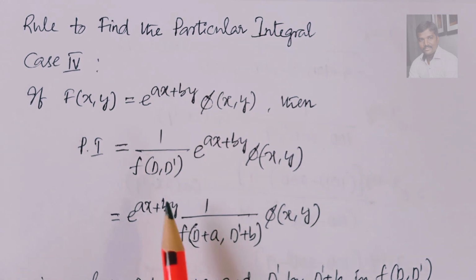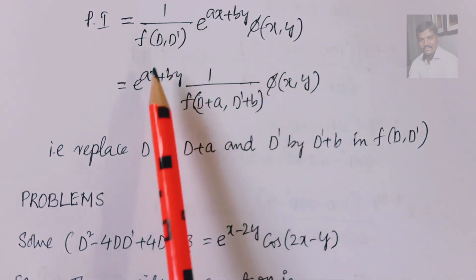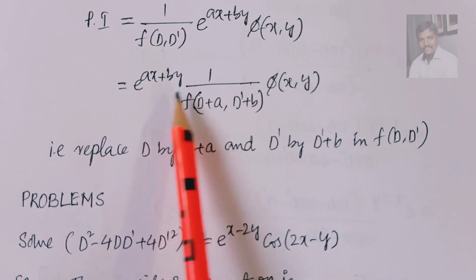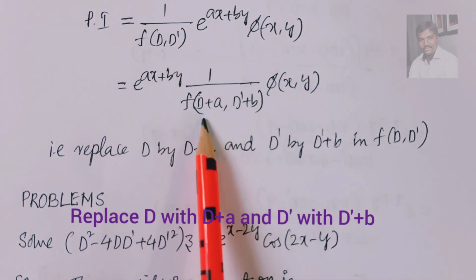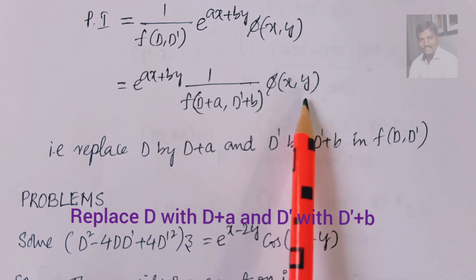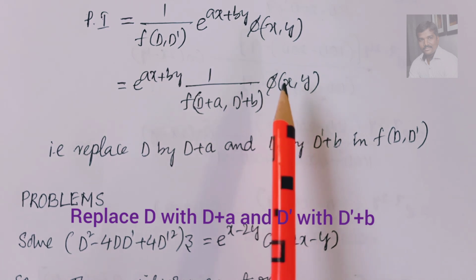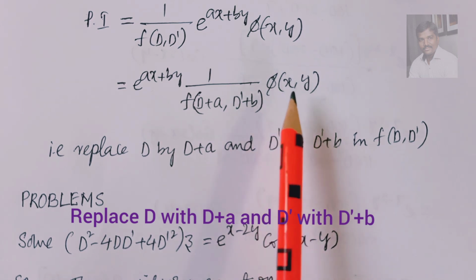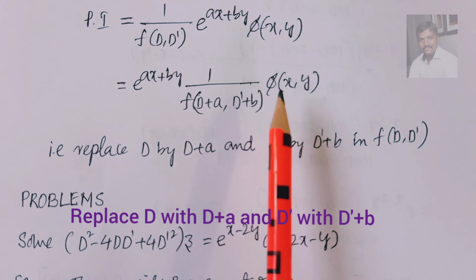In this case, first write this e power ax plus by. Then replace D by D plus a and D dash by D dash plus b in 1 by f of D, D dash into phi of x comma y. This phi of x comma y can be anything, like any algebraic or trigonometric function. Trigonometric means sin ax plus by or cos ax plus by. Algebraic means x power m into y power n.